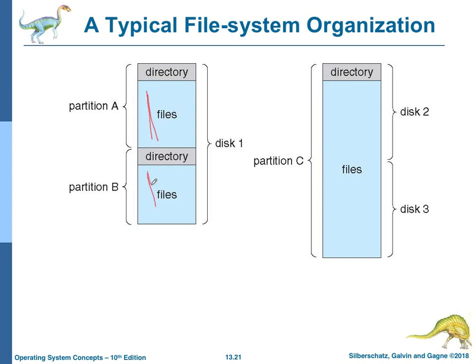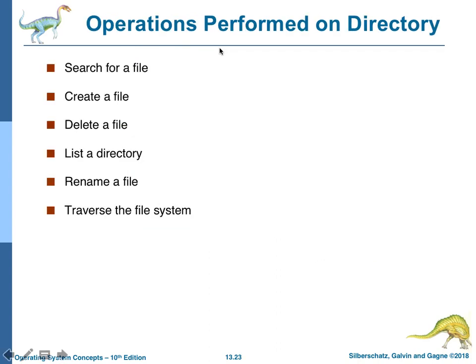We have another directory, and we have some files over here, and in this directory we again have some files over here. So this is a typical organization of a file system: you always have files inside a directory. It never happens that you have files over here without any directory. You always have files inside the directory.